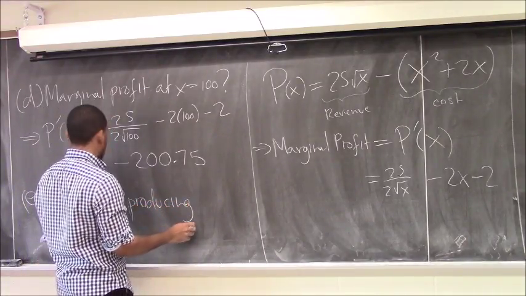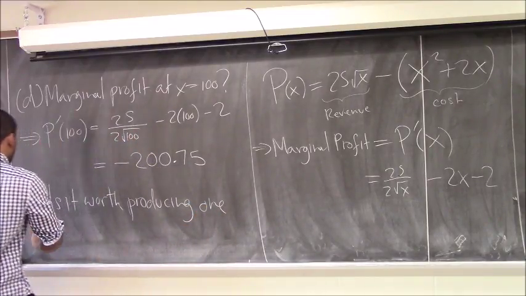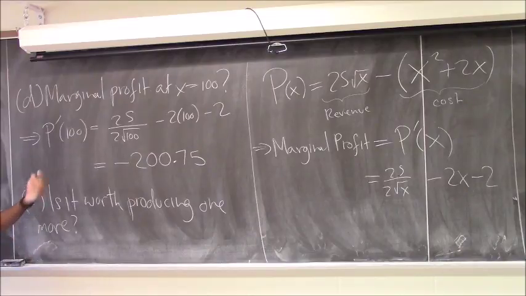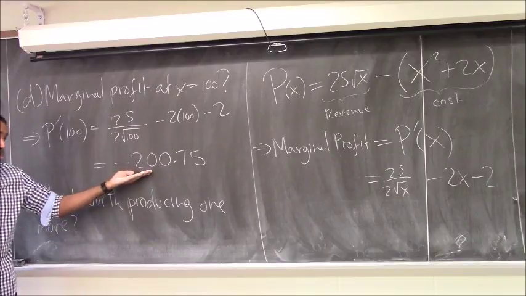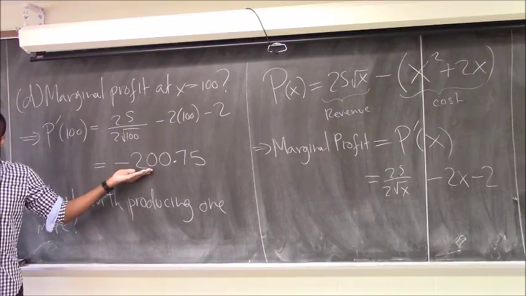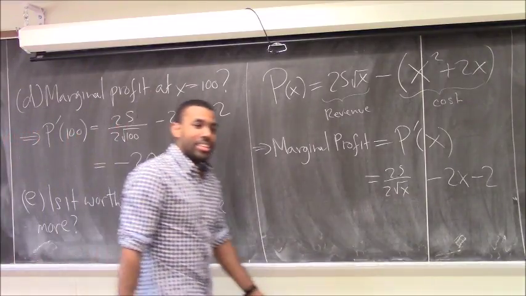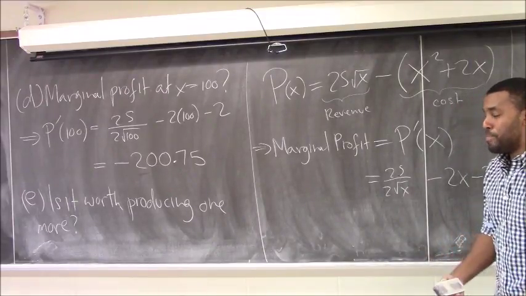Well, let's look at part E. Is it worth producing one more item? No, right? This tells you the additional profit you can expect by producing one more item after you've produced 100 items. You are losing $200 if you go one more. So that not only tells you you shouldn't produce one more, but you probably should have stopped a while ago. Whenever your marginal profit starts turning up negative like minus 200, it means you passed the point where you should have stopped a while ago. You need to start scaling back big time.